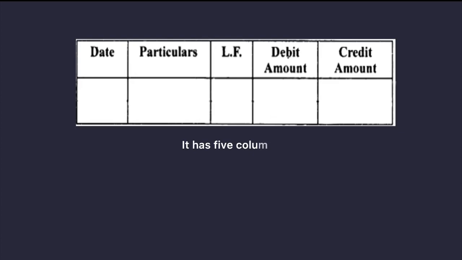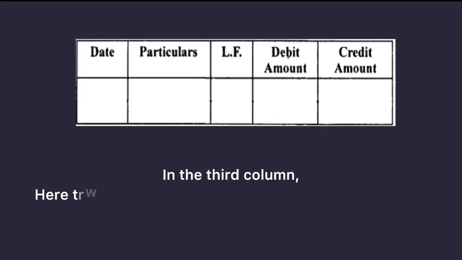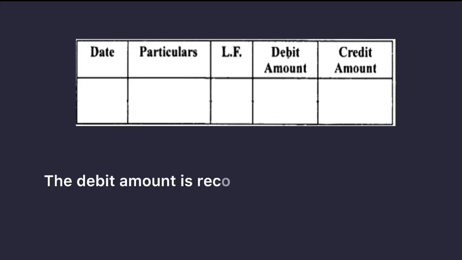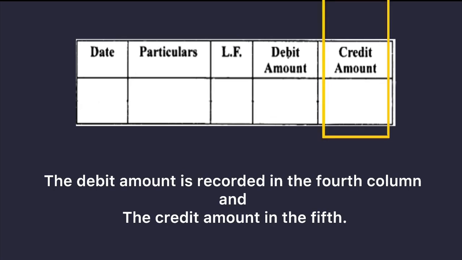Let's look at a journal now. This is a journal. It has 5 columns. Here, transactions are recorded on the basis of dates in chronological order. In the third column, we note the ledger page number to which transactions are transferred. Don't worry, we'll learn this soon. The debit amount is recorded in the fourth column and the credit amount is recorded in the fifth column respectively.